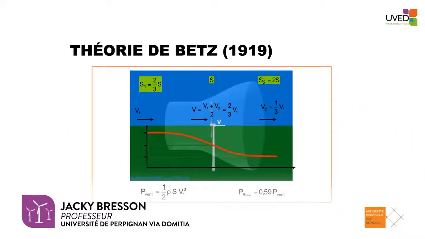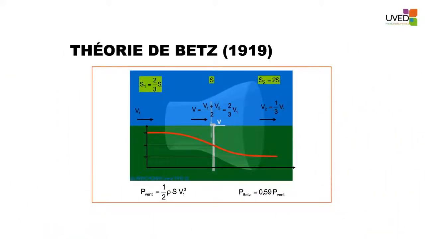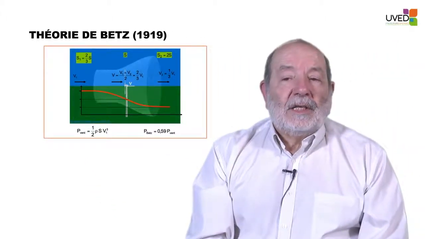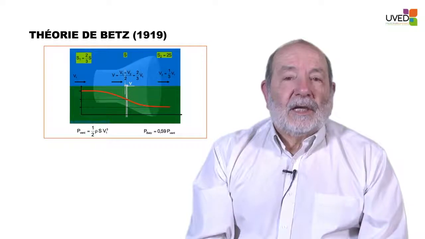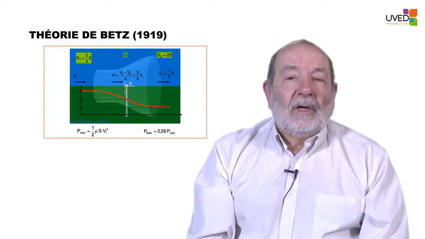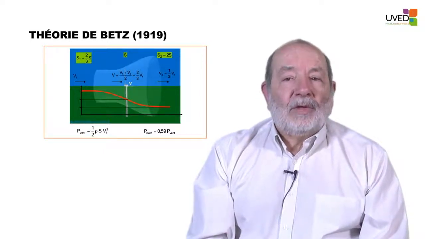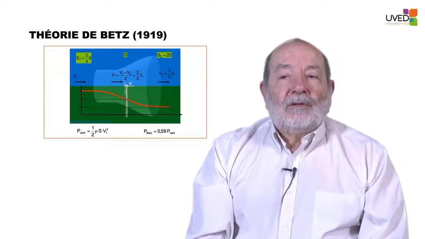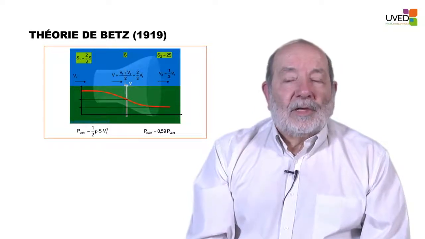when the wind approaches a windmill, it will slow down from V1 to 2/3 of V1, and at the back of the windmill, it will be 1/3 of V1. So we can capture maximum power in an ideal windmill. Betz's power is 0.59 times the wind power, half of rho S V1 cubed. The surface will increase progressively from the upstream to the downstream area, and we see the bottleneck effect.